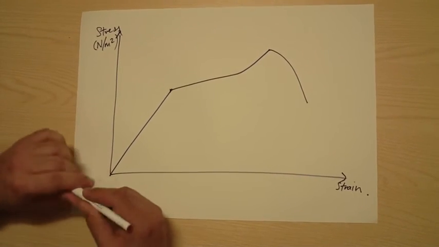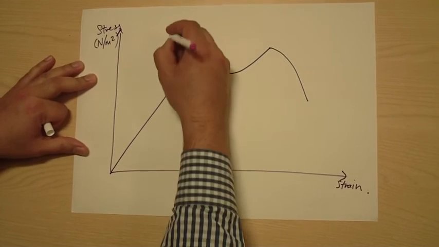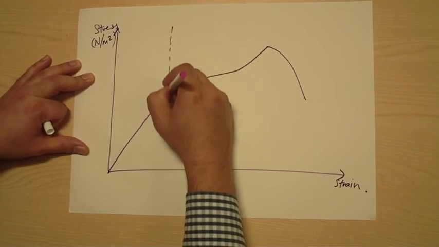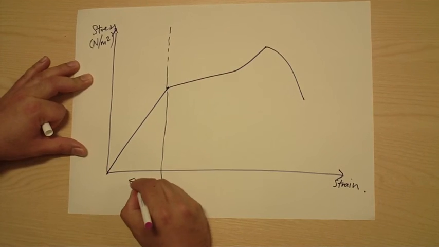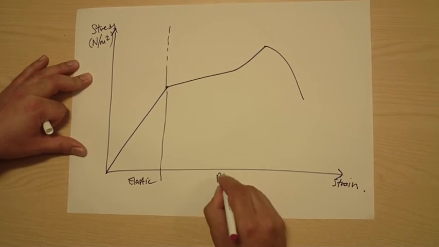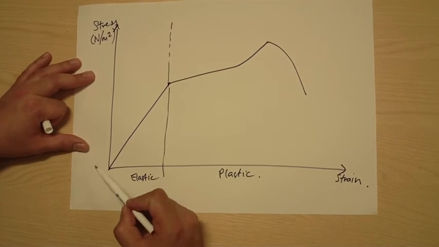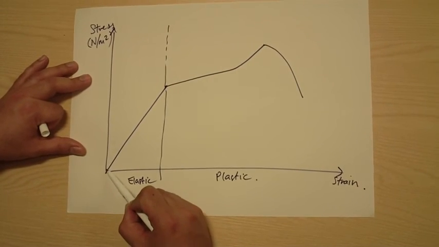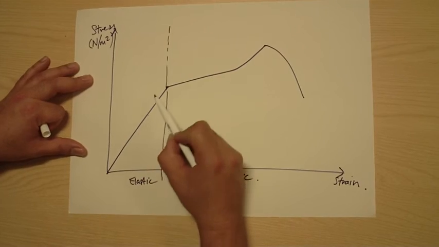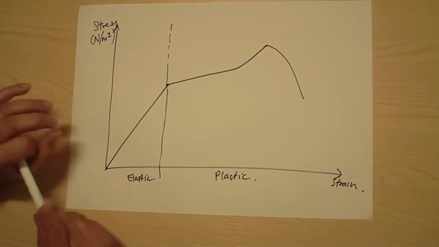The curve itself is divided into two parts. You've got the elastic zone, which is the first part, and then you have the plastic zone. In the elastic zone, as you stress the material, the changing length is proportional, and that follows Hooke's law of proportionality.